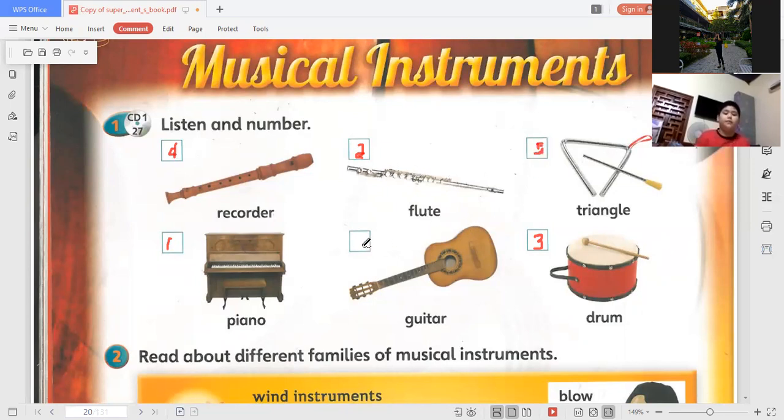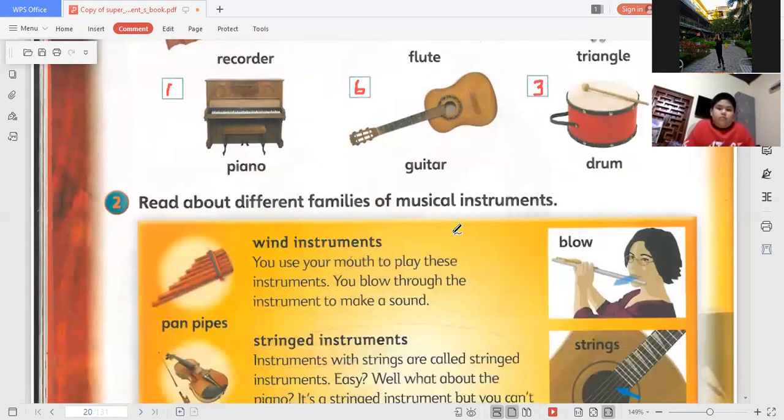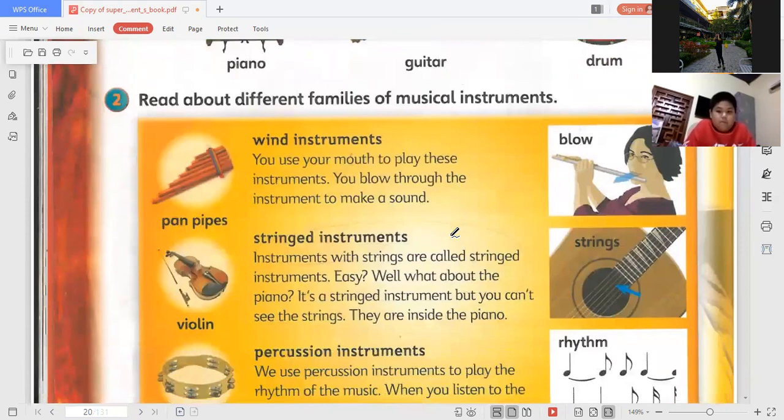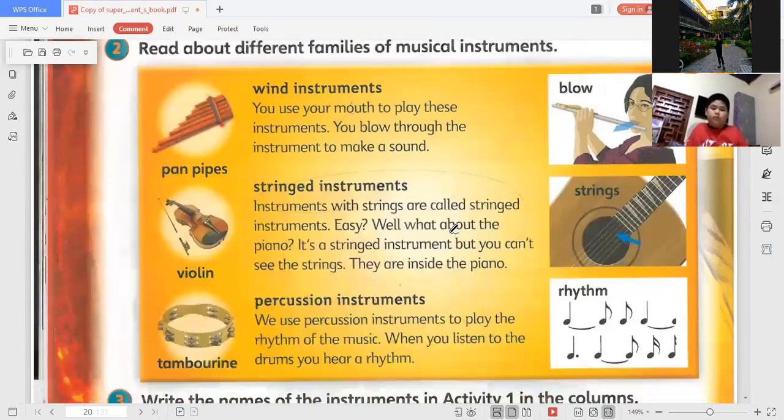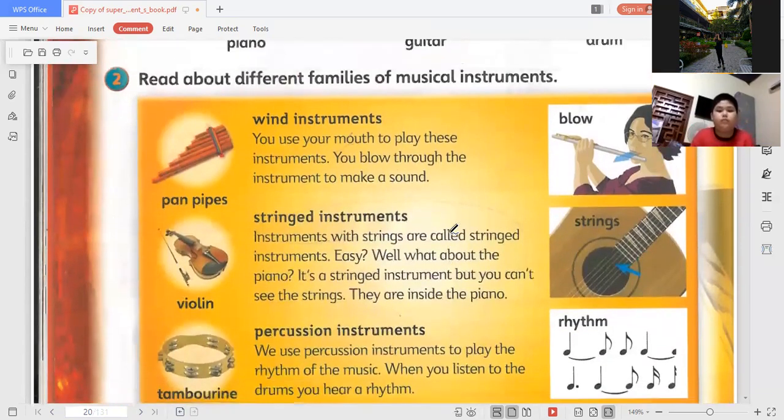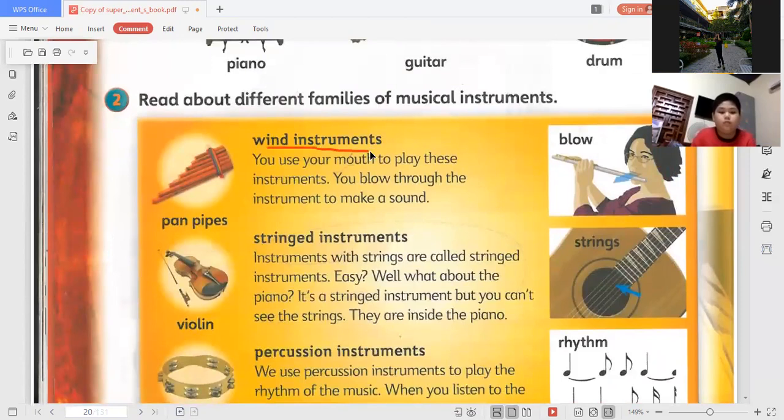Six? Isn't it five? Yes, that's right. Okay, so those are the examples of musical instruments. So let's read about the different families of musical instruments. There are three different kinds of families for musical instruments. So let's read about wind instruments.